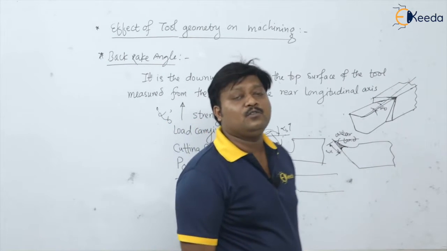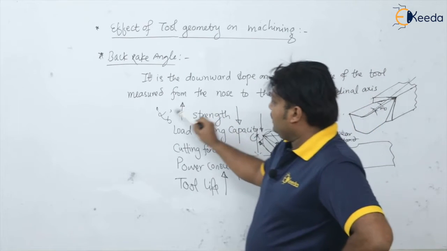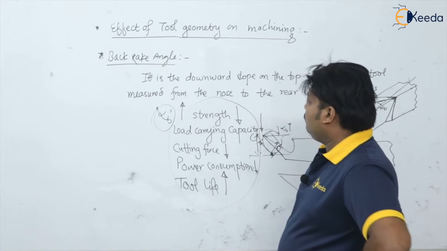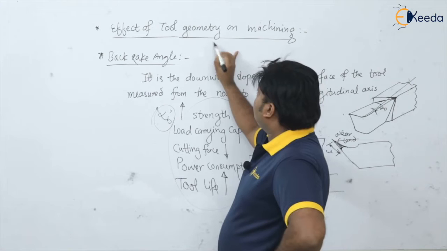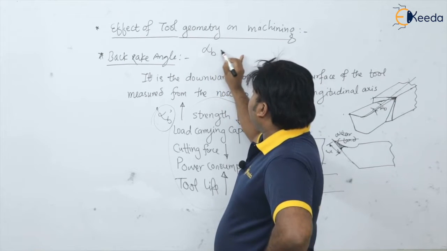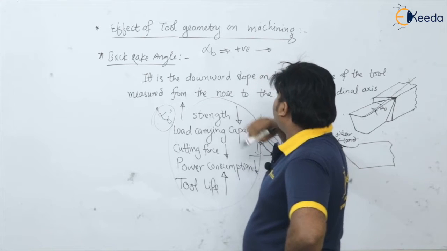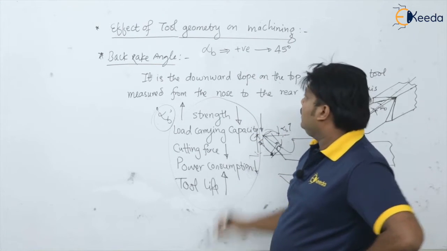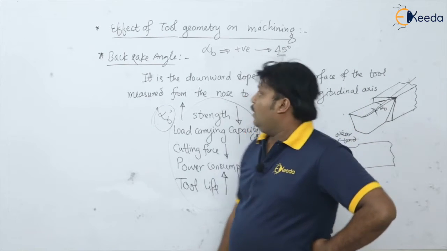Tool life definitely goes on increasing. So this is the actual effect of this back rake angle on these machining parameters we are having with us. Now see, in positive, this back rake angle is positive. Maximum how much positive can we go? Up to 45 degrees. Please remember, this positive rake angle is up to 45 degrees.